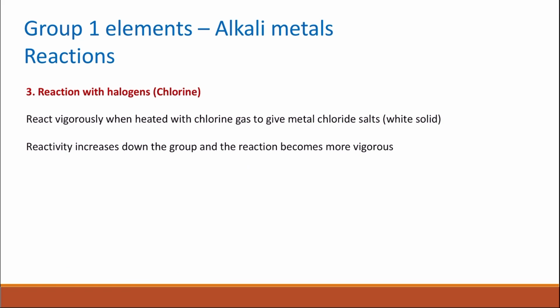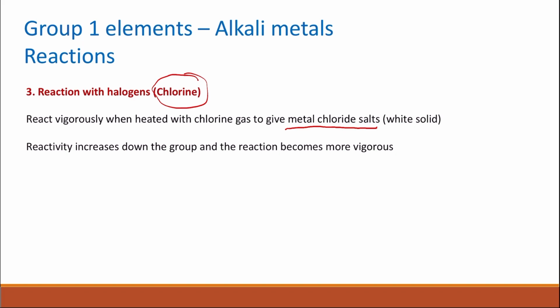Halogens, for example chlorine, are non-metals. They are group 7 elements. And we said that the metals, group 1 elements, react with non-metals to form ionic compounds. So they also react vigorously with halogens like chlorine when heated, and they give metal chloride salts, which are white solids. The reactivity will increase down the group as well, and the reaction becomes more vigorous because of the increase in reactivity.